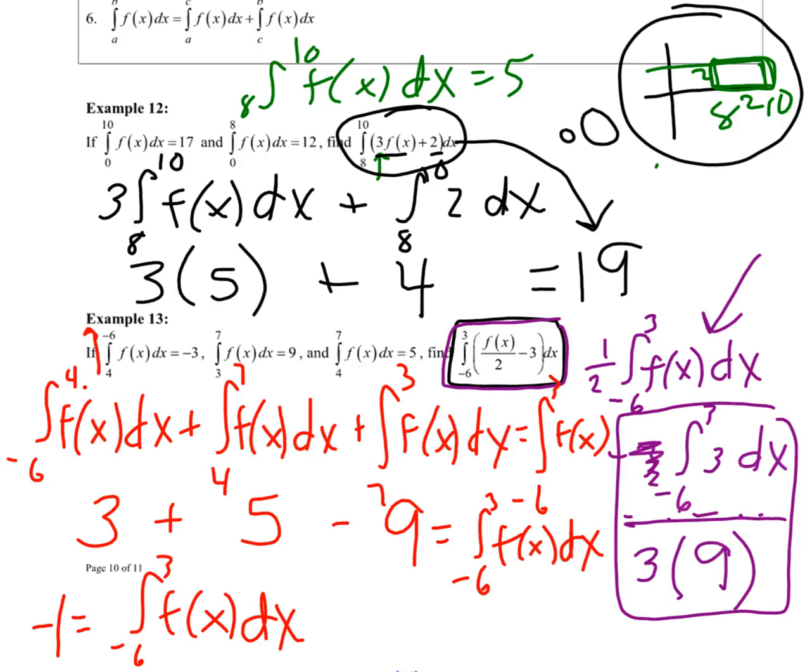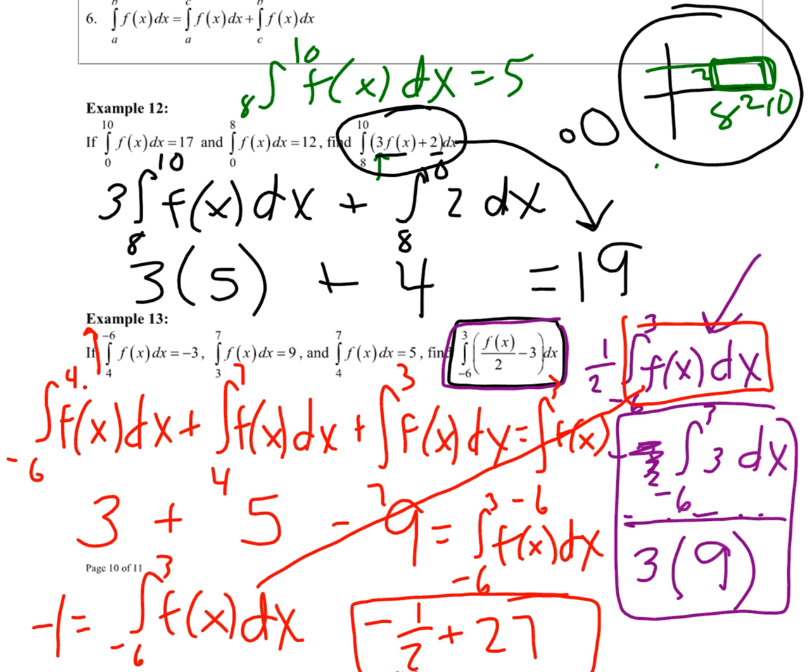All right, now let's use that and finish the problem. This integral part is negative 1. So we have negative 1/2 plus 27 as our final answer.